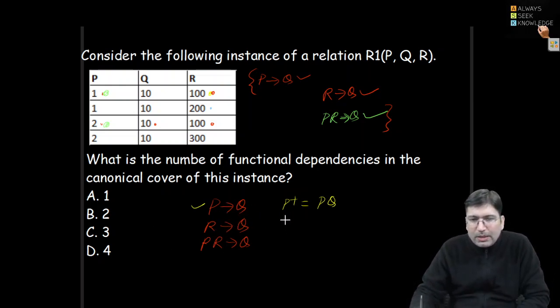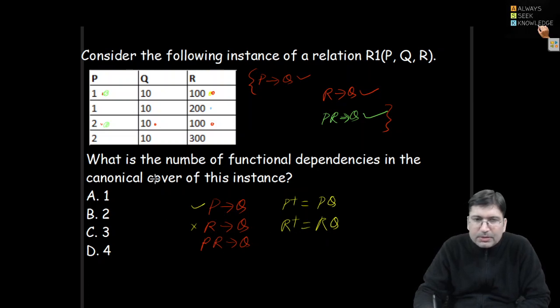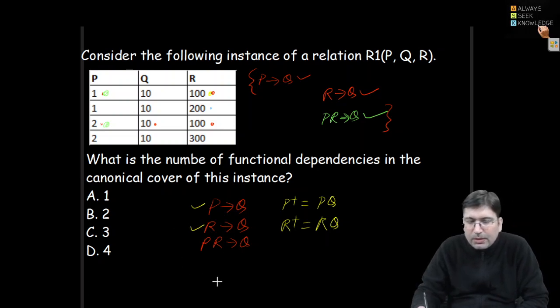Same thing, if you calculate the R closure, it will give us RQ, right? If you do not consider this rule, if you calculate the R closure, you will not be able to find out RQ. So that means this is also essential. R implies Q is also essential and it will be part of the canonical cover.